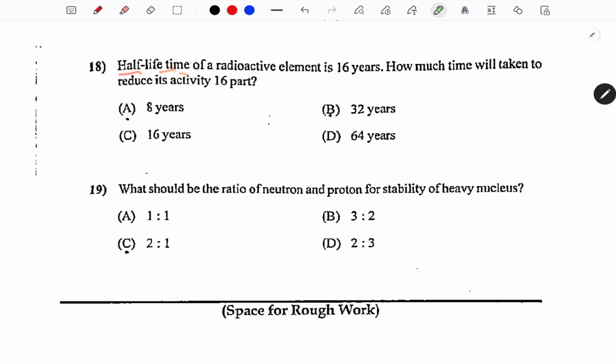the half-life of a radioactive element is 16 years. How much time will it take to reduce its activity to 1/16 part? Okay, we have to discuss the 1/16 part.